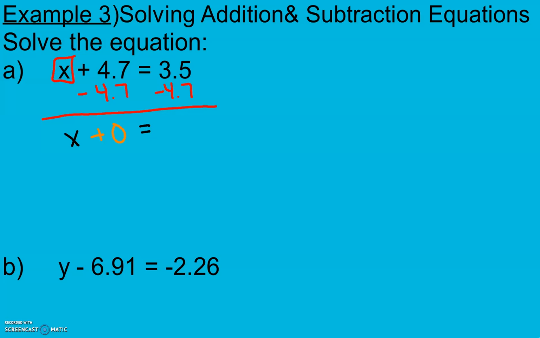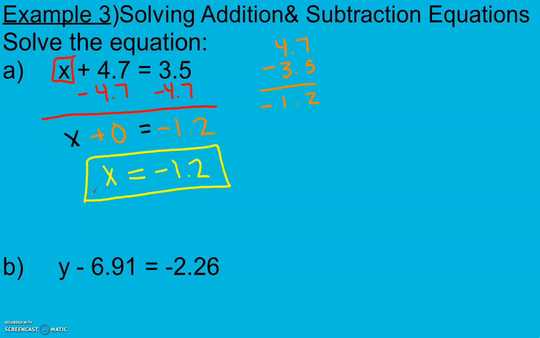I'm subtracting here. So I take bigger minus smaller, because they have different signs, and give the sign of the bigger number. 4 is negative, so I get negative 1.2. X plus 0 is just x, so I get x equals negative 1.2. If I plug that back in, it checks.